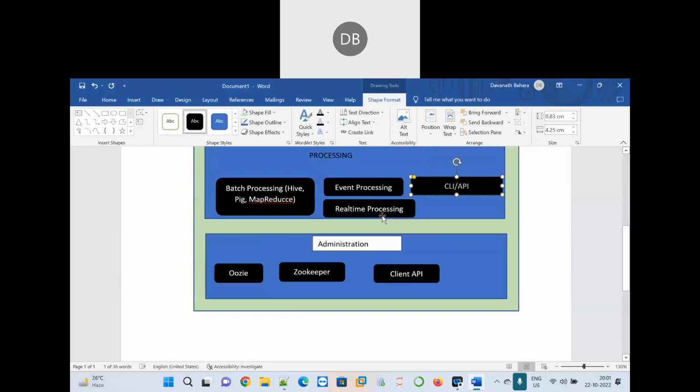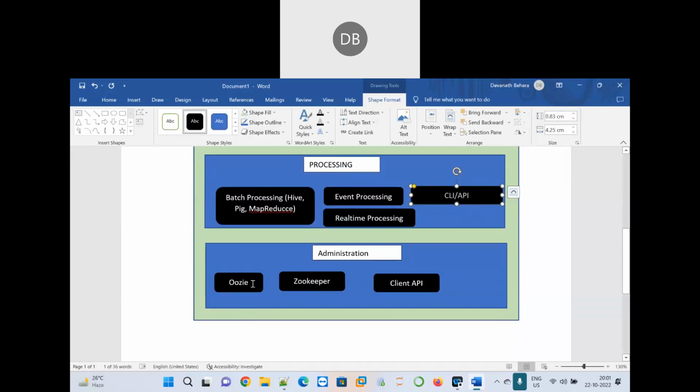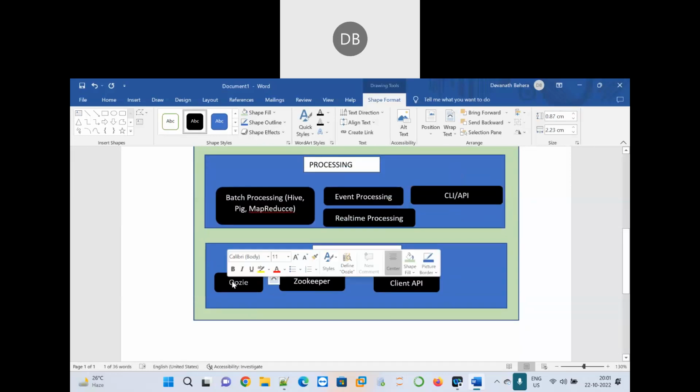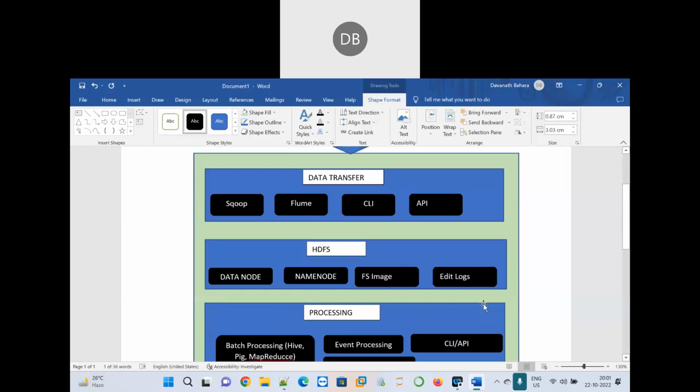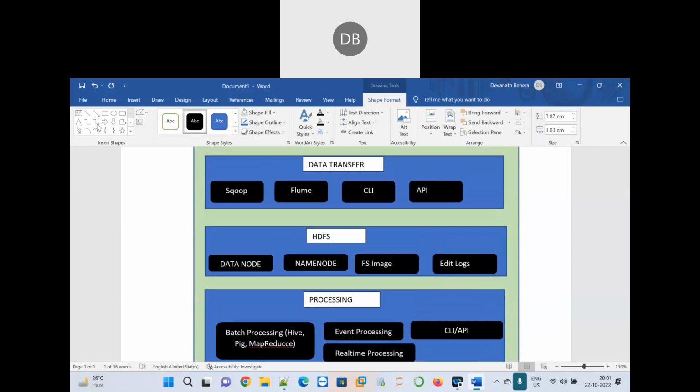Okay. To manage all this workflow, what can I use? You can use Oozie job scheduling tool, Zookeeper, client API. Okay, and any customized tools also we can use. These are the basic processes. Are you able to understand this? How these are integrated with one another? I will explain. Not an issue.